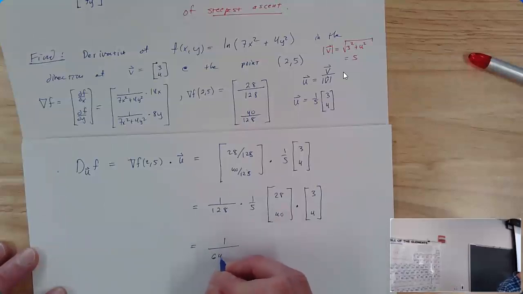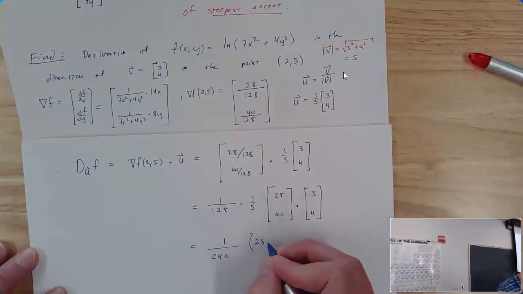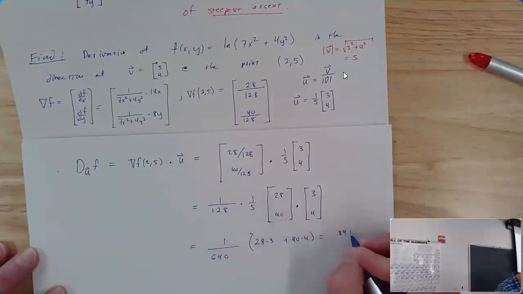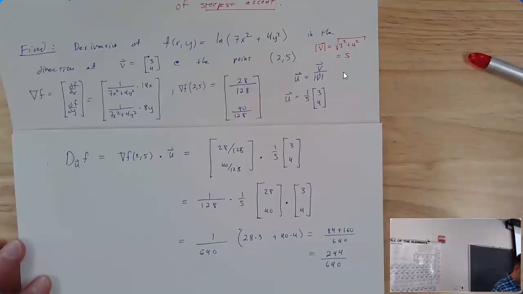Okay, 640. And then we're dotting these together, and we're getting 28 times 3 plus 40 times 4, which is some god-awful number. I don't know. It's something. Let's see, 84 plus 160 divided by 640, which, sure. I'm sure that reduces. I don't really care.